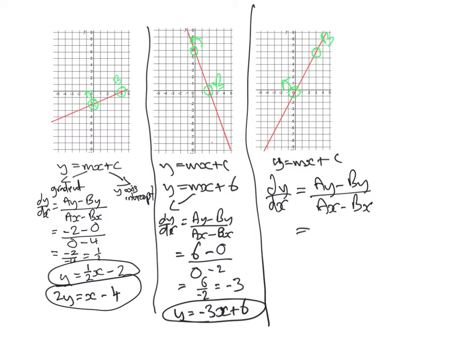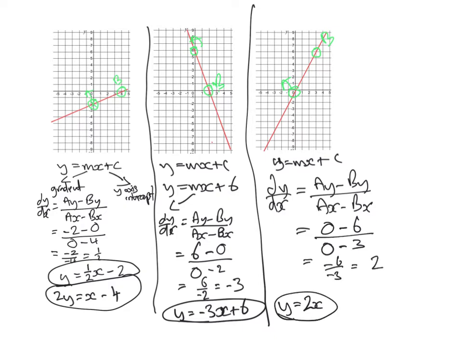Okay, so the y component of A is 0. Take away, what's the y component of B? The y component of B is 6. The x component of A is 0. Take away the x component of B, which is 3. So that equals -6 over -3, which equals +2. So the gradient m is 2. So then stick it back in the equation, y equals mx plus c. y equals 2x plus 0. We don't write 0. So there we go.